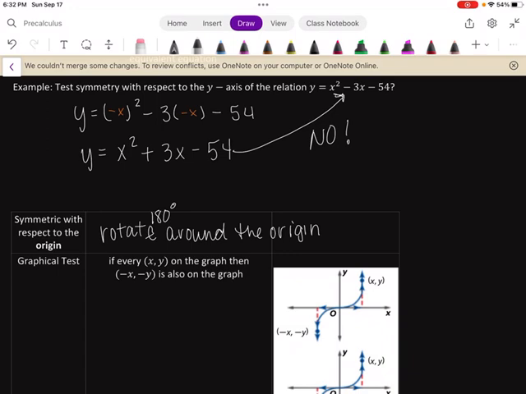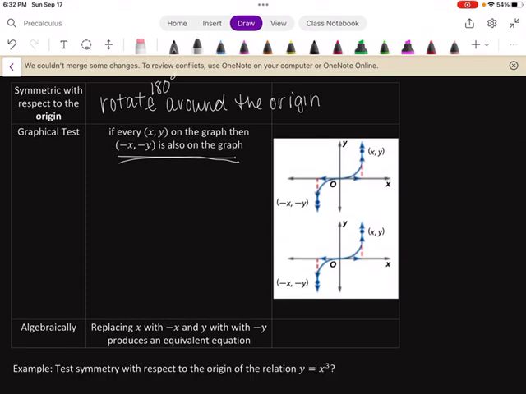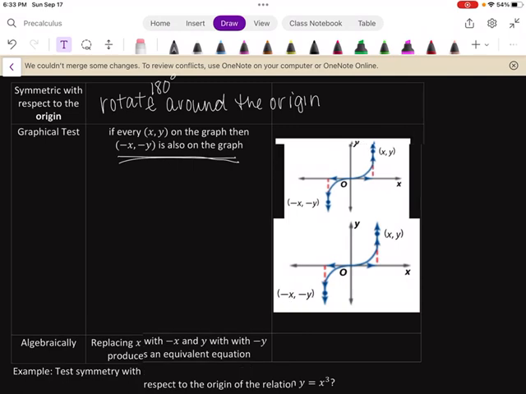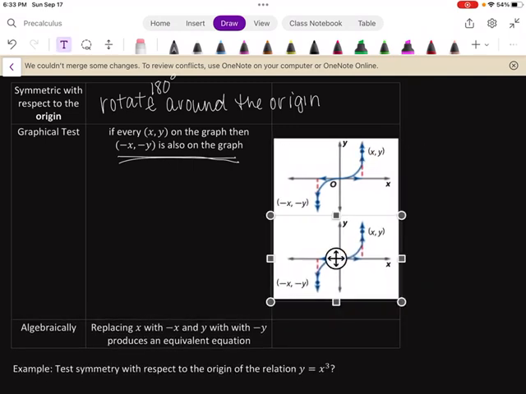So, if every x and y on the graph, again, this is a description of the ordered pairs. And then I have two pictures here because I'm going to show you. If I were to rotate this 180 degrees, here we go, rotate. Can I just rotate it? Nope, it won't let me. I thought this was going to be a little bit different. Let me see real fast.